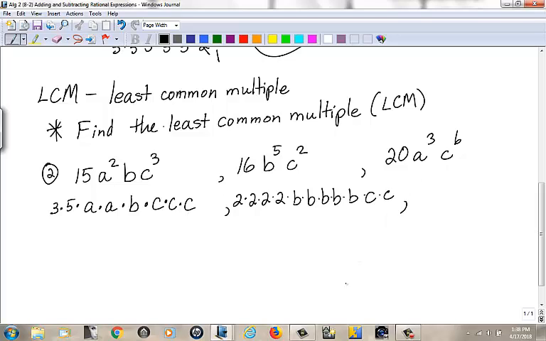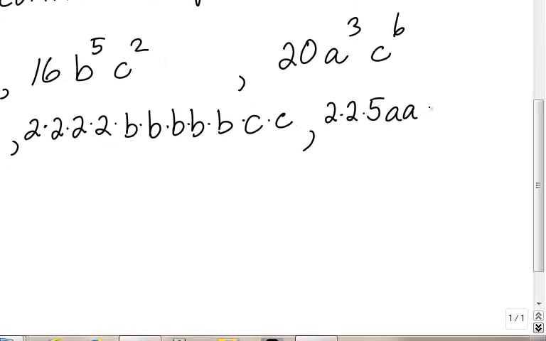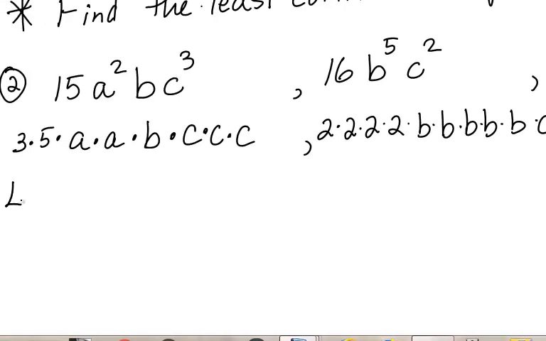That one's done. 20, 4 times 5, I can break the 4 up: 2 times 2 times 5. A times A times A. C to the 6th, write it out. To find the least common multiple, you take each prime factor the greatest number of times it appears in any one of those.